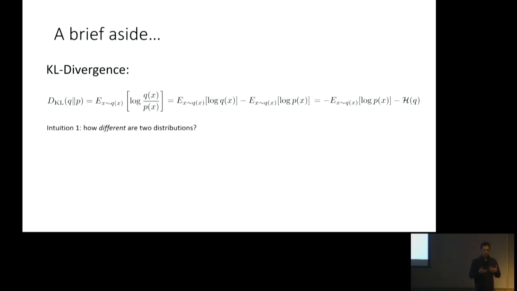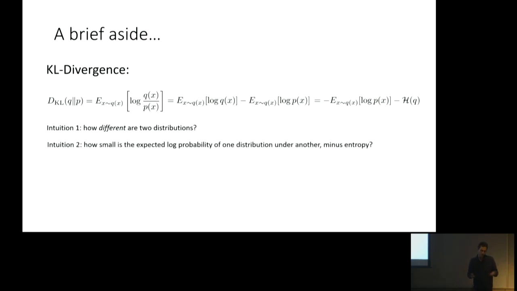So KL divergence measures how different two distributions are. If the two distributions are exactly identical, then it's easy to see from this middle equation that KL divergence would be 0, because if q is equal to p, then this is log q, so you take the difference, you get 0. And KL divergence increases as the distributions become more different from each other.